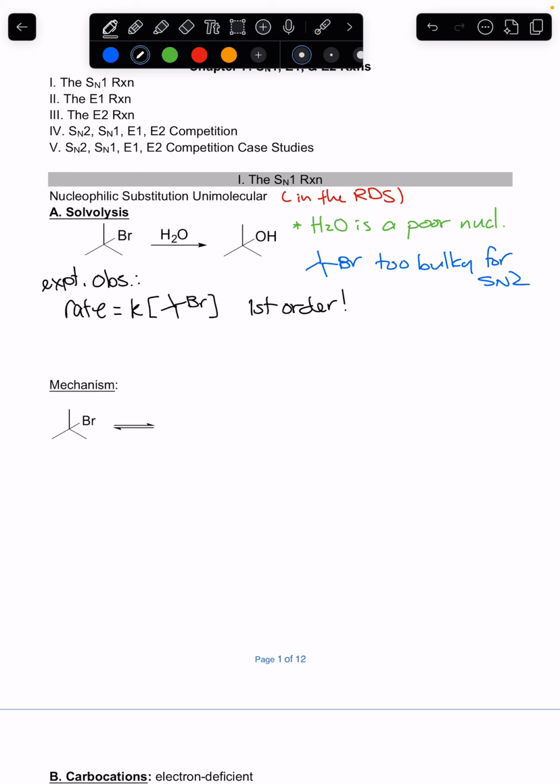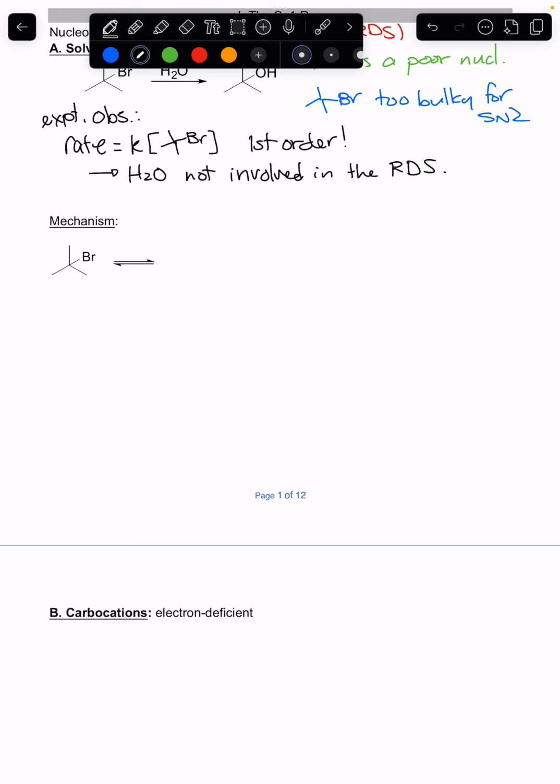What does that mean? That means that in this case the nucleophile that's substituting is water, but water is not involved in the rate determining step. Remember, when we say first order, that means there's only one molecule involved in the slowest step, the rate determining step, of the mechanism of the reaction. So that's what gives us the insight for the mechanism we're going to look at in a sec.